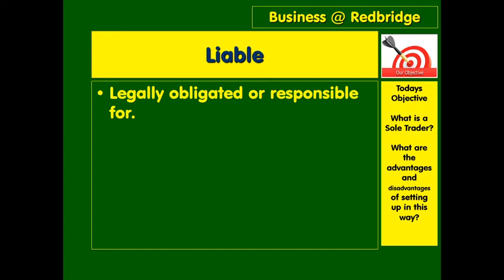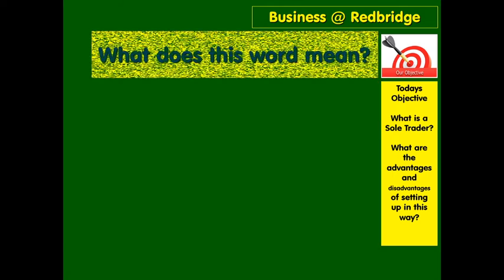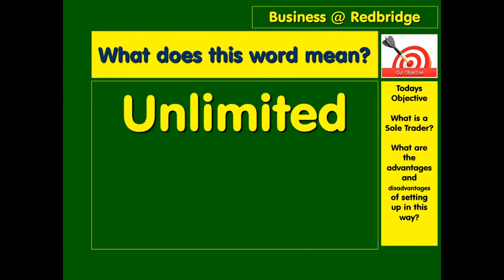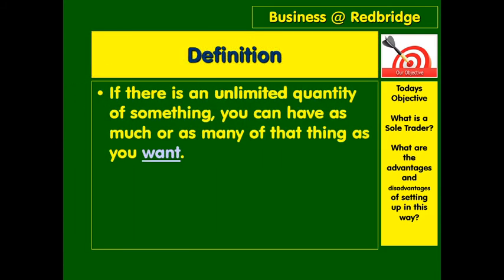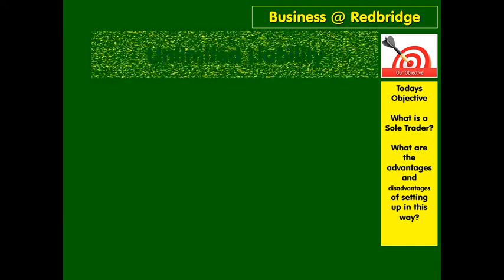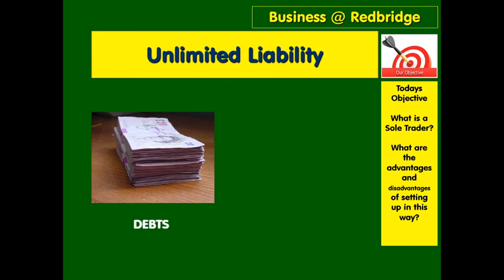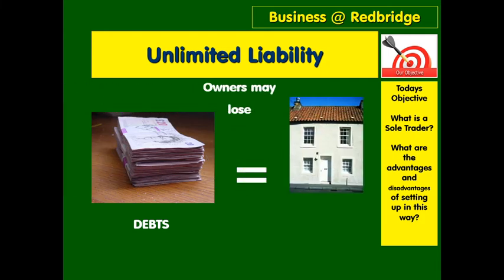We are legally obligated and responsible for you. Okay, so when you're liable for something in business, you're legally obligated or responsible for it. Unlimited, as you probably would know, means there is no limit upon it. So when we're talking about unlimited liability, we're talking about a business being legally responsible for all the debts within the business. And as a result, all those debts must be paid.